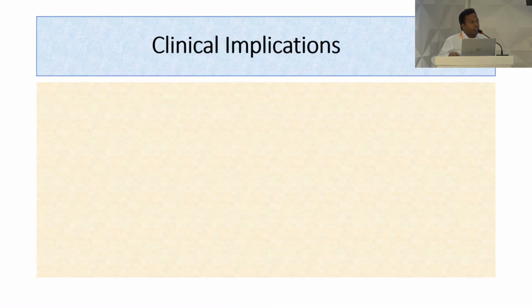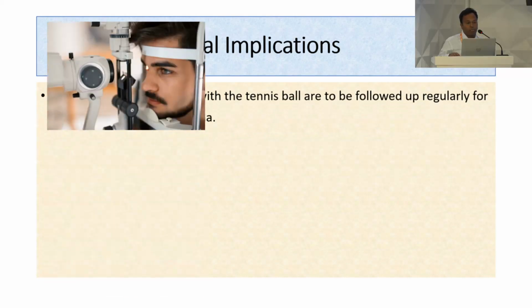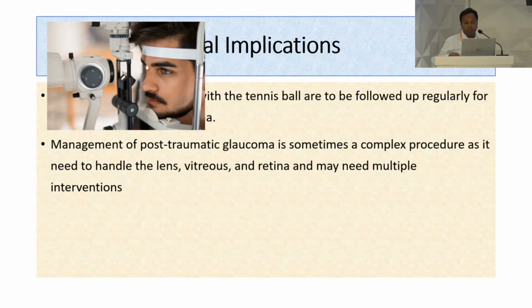So from this study, what clinical implication does it carry? I want to present the message that, as nowadays mostly people play with tennis ball, patients with blunt trauma with tennis ball are to be followed regularly for the development of glaucoma. And management of posttraumatic glaucoma due to this tennis ball is also a complex procedure, as it needs handling of lens, vitreous, retina, and may need multiple interventions also.